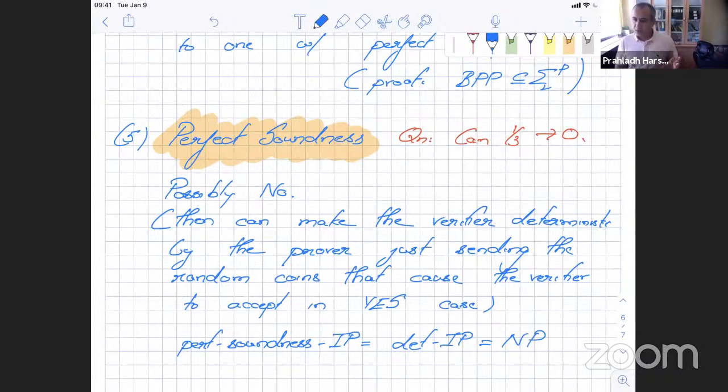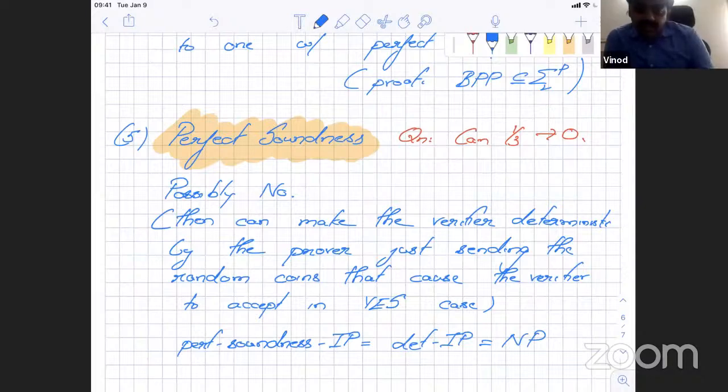Do people follow what I said over here? Any questions on this? Just didn't get the part about sending the random coins. So what does it mean?